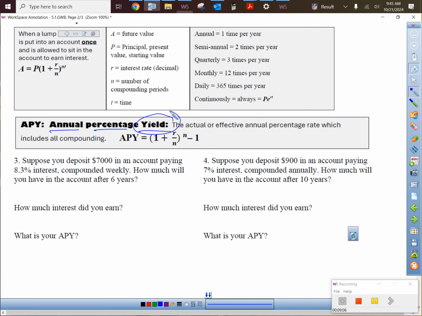Yield is, first of all, I'll also say I'm not a financial expert, right? I'm just a math dude, so if you have real financial questions, go ask an expert like Mr. Hibbs, Ms. Pro, Ms. Hart, in the business department. They know a whole lot more than I do about it.